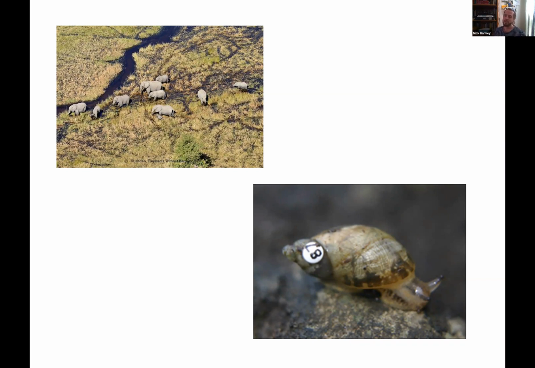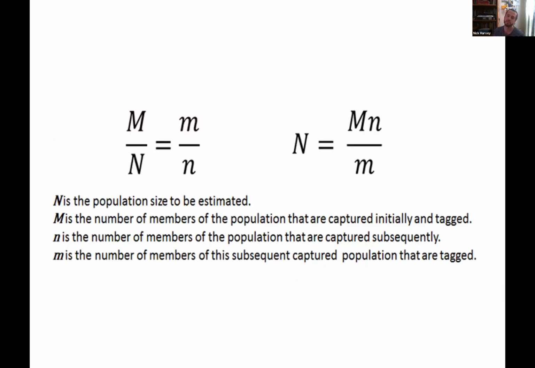However, say we're trying to study this snail species here, which is very small. You can't just go out and count them all. It's much harder to find. We can do this mark recapture study design where we get an estimate of the population size. And to do this, we can use this equation here. So the capital N is the total population size, which we're going to estimate using this calculation. The capital M is the number of members of the population that are captured initially and tagged. So we go out on day one and we capture a number of individuals and we tag them. Okay, that's how we get capital M.